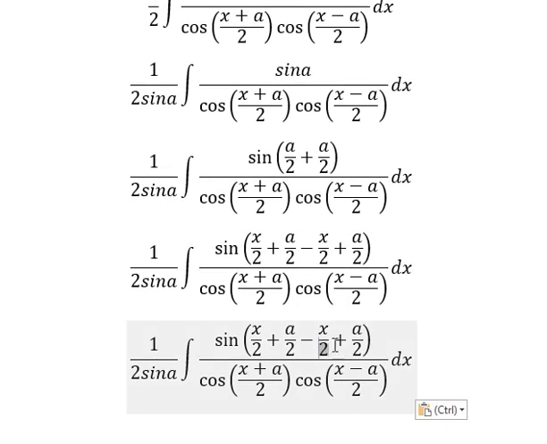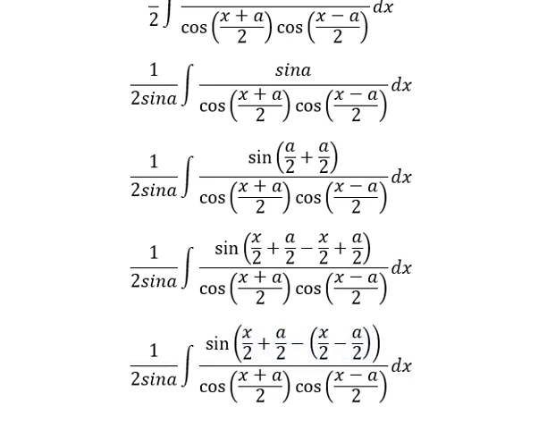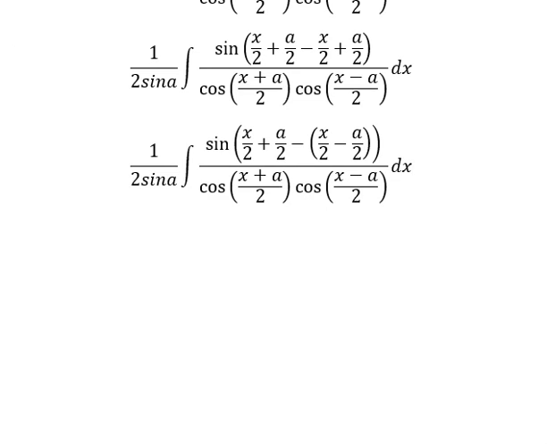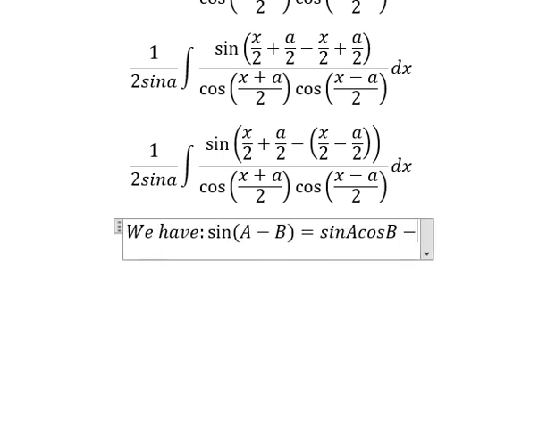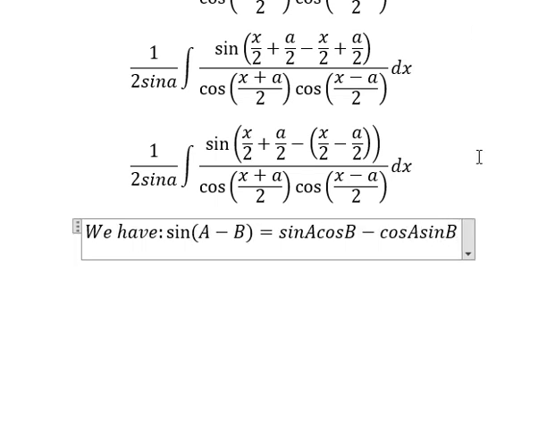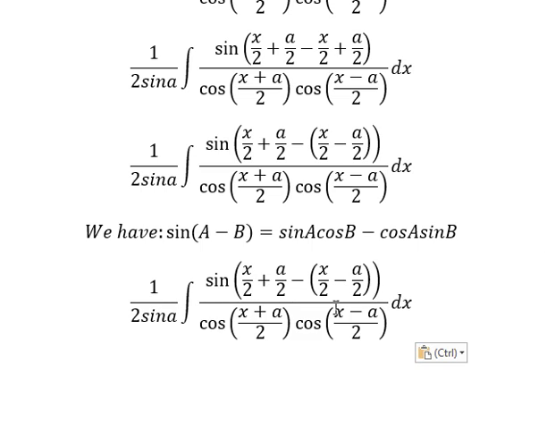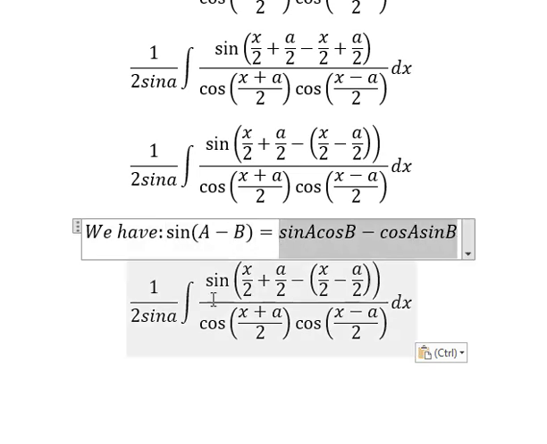Now, we can do factorization by s over 2 minus a over 2. And now, we have the formula in here. So this one is capital A. This one is capital B. Now we need to transform this one into this one.